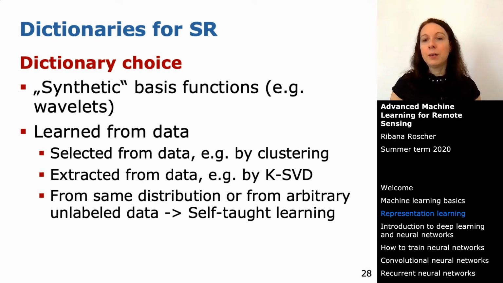Or you can use some other kind of data from the same data distribution, or from arbitrary unlabeled data. So in the end, you can fill your dictionary with whatever you think is important and relevant and helps you for reconstruction. And I will also show you self-taught learning later, because this is a really nice example of how you can integrate further information from unlabeled data.